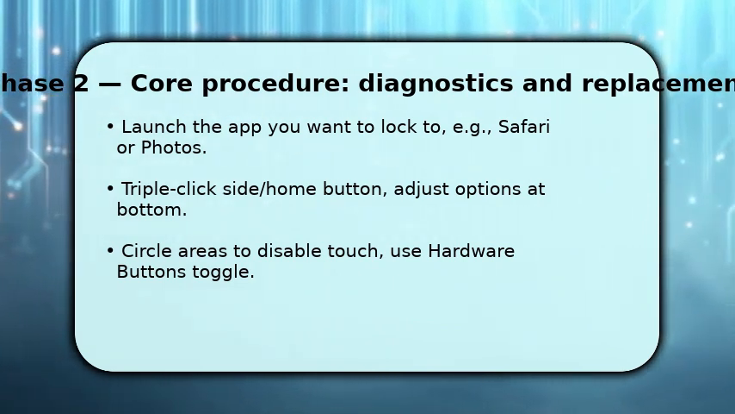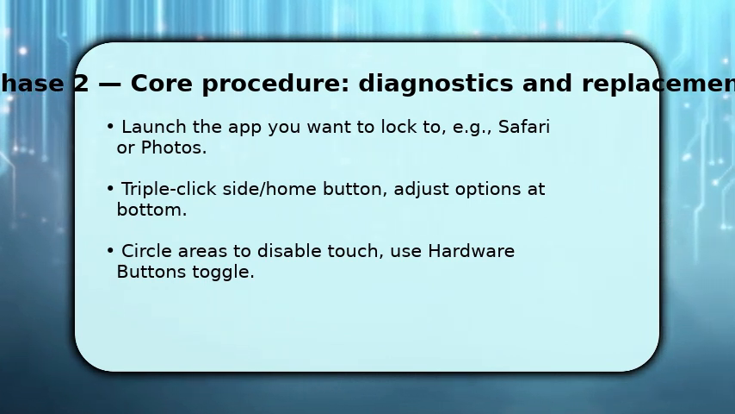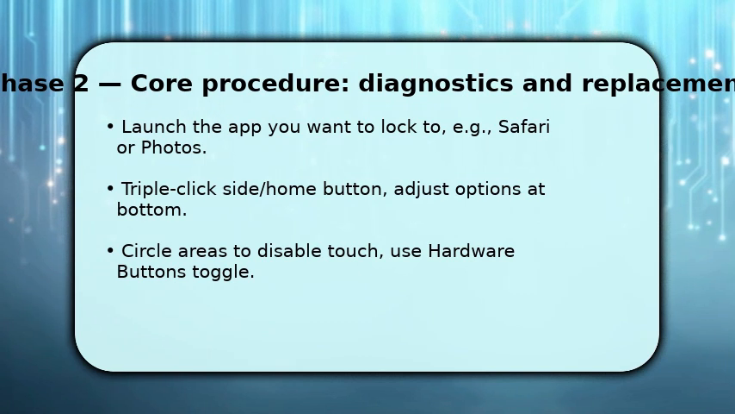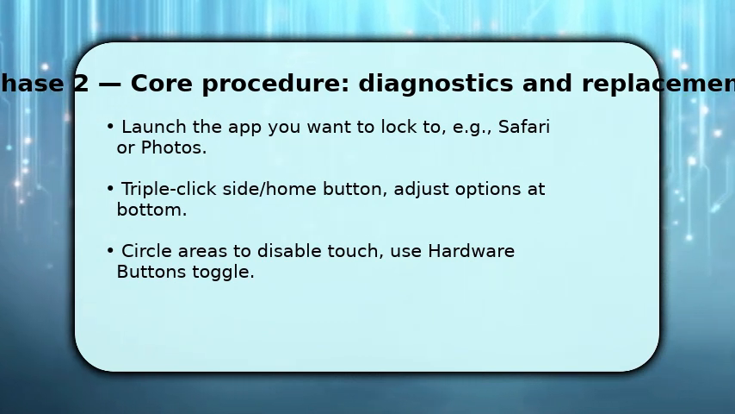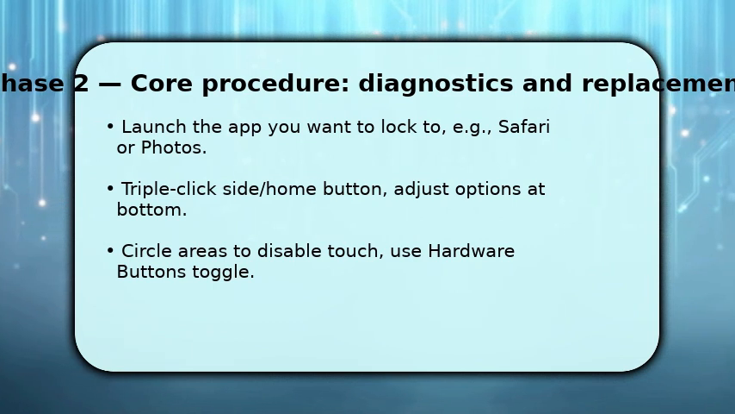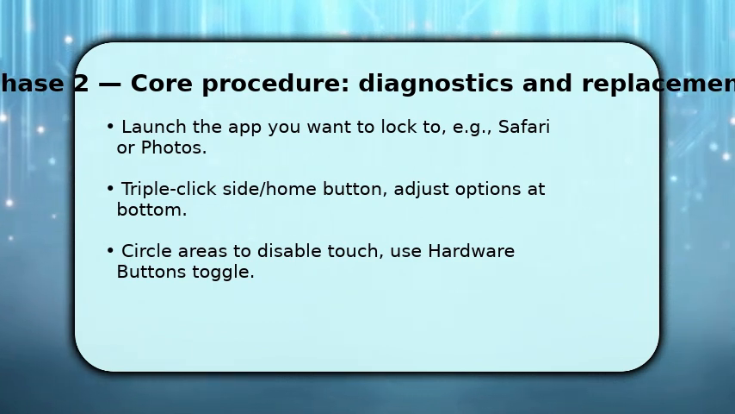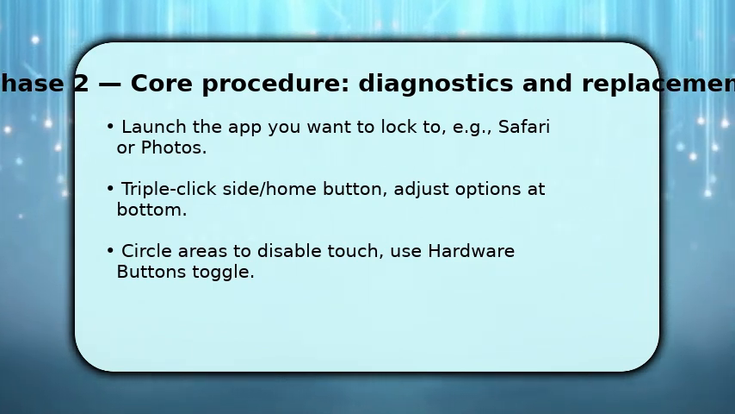Use your finger to draw on the screen and create grayed-out zones that block taps or gestures, which is crucial for limiting in-app navigation. Finally, tap Start. This locks the device into the app while preserving the exact interaction rules you chose.